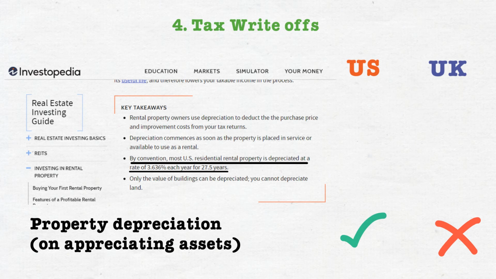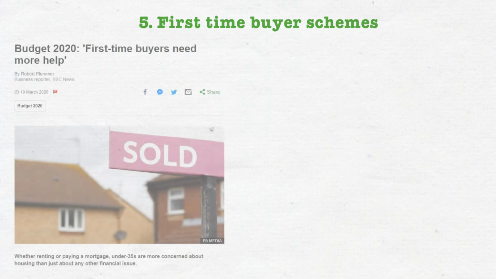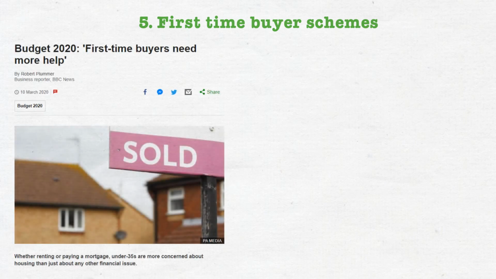Finally, at number 5, we have first-time buyer schemes. Property prices have risen much faster than income over the last decades, and as a result, young people are finding it hard to buy a house. This is particularly true in London, where I live.